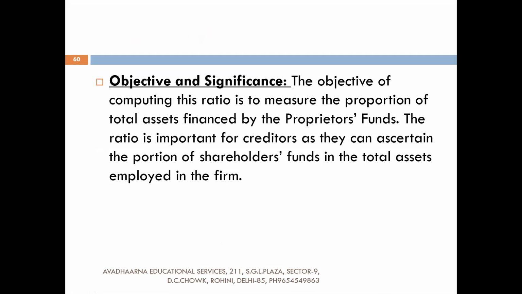The objective and significance of calculating this ratio is to measure the proportion of total assets financed by the proprietors' fund. This is what we were discussing in the last slide also. The ratio is important for creditors as they can ascertain the proportion of shareholders' fund in the total assets employed in the firm. If the proportion of shareholders' fund is more, that means the long term solvency position of the business is sound.